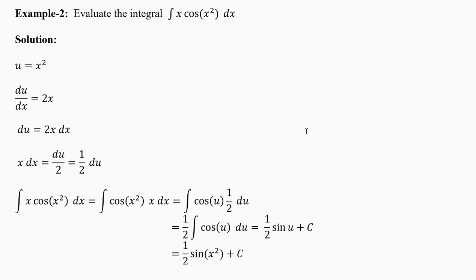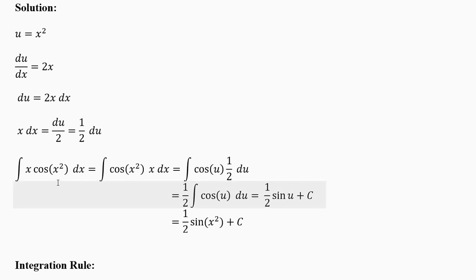Now, next example is evaluate the integral x cosine x squared dx. Now, the main function f is cosine, u equal to x square. So, put u equal to x square. The derivative is 2x, du equal to 2x dx, x dx equal to du by 2, which is half du. See, this step is very important. It is helping you to fix the number, which is 1 over 2 in this case.